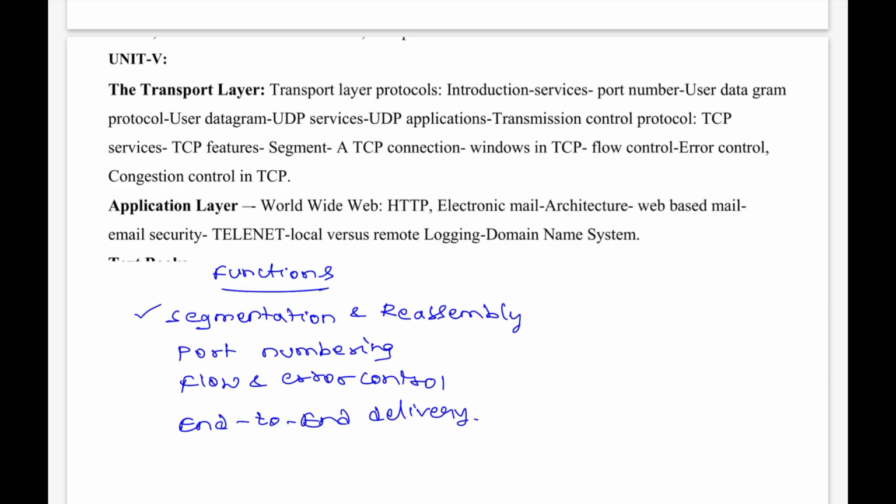So these are the 4 functions performed by the transport layer. And what are the protocols? Protocols include the UDP protocol, or we can call it the UDP services.